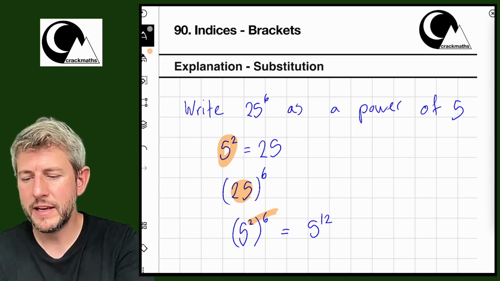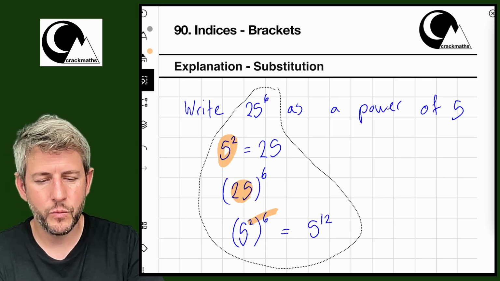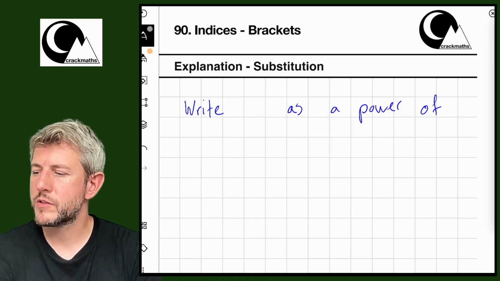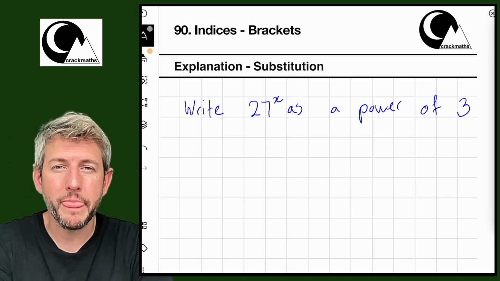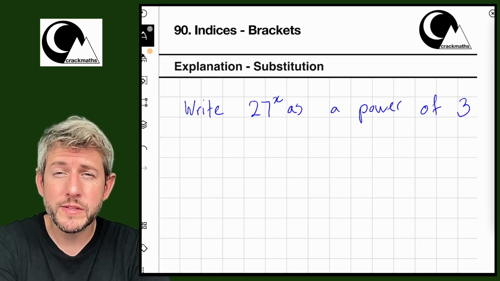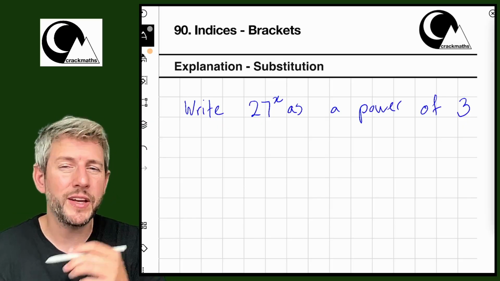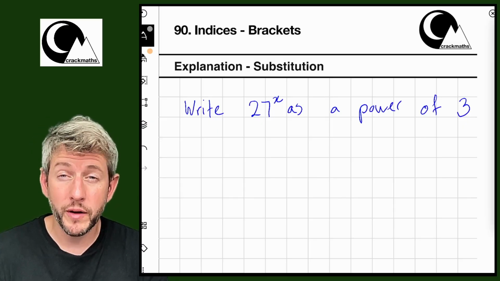Right, let's have a look at some more of these, and then we will go on to the questions. So let's try this one here. Write 27 to the power of x as a power of 3. So for this one, we've been told it's a power of 3, so that's always really a clue. So we can think about 3 to the power of what gives us 27.